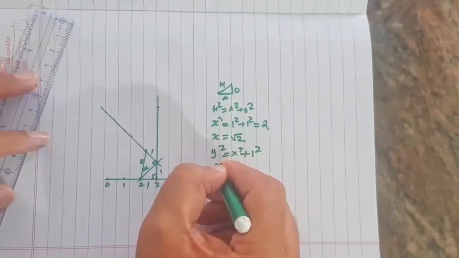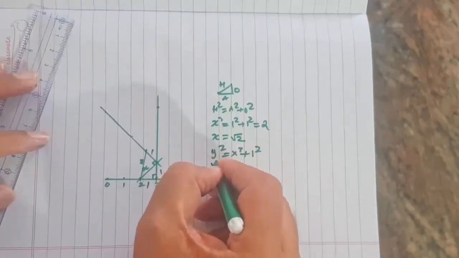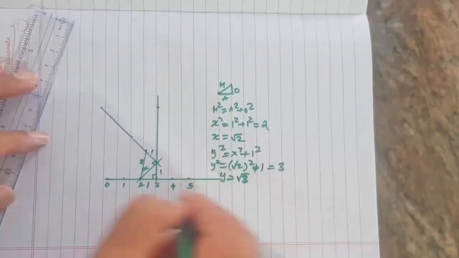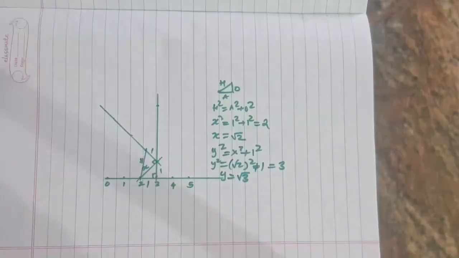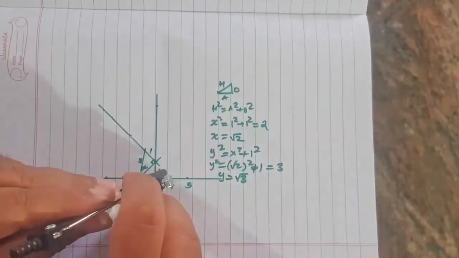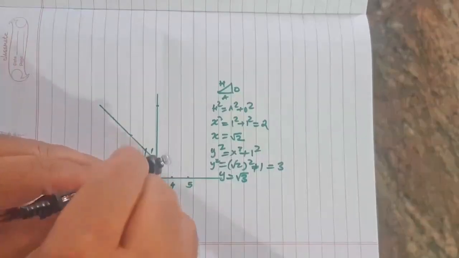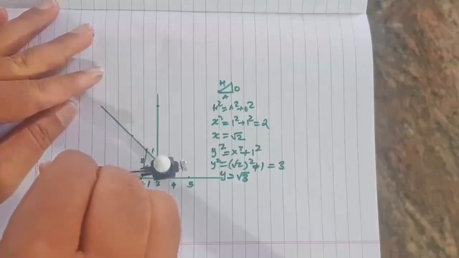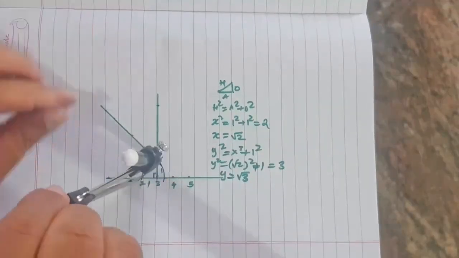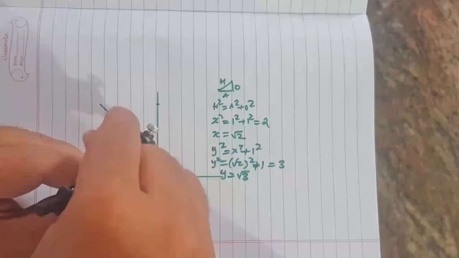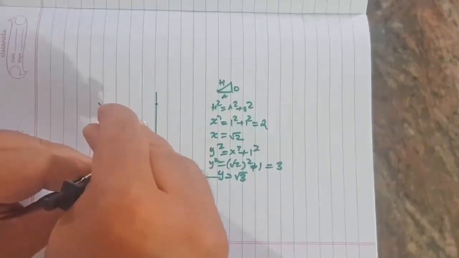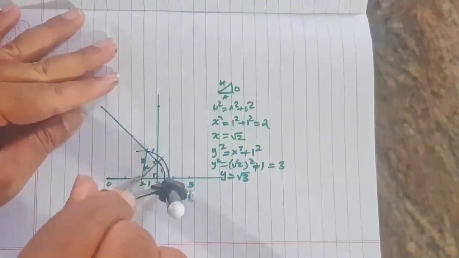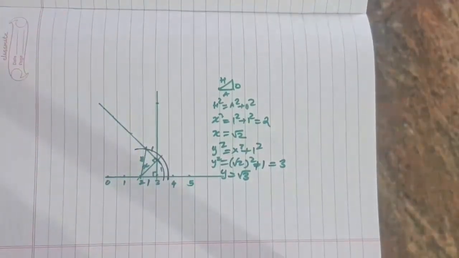But we already know that x is root 2, so x squared will be root 2 whole squared, that is root 2 into root 2, which is nothing but 2, plus 1, that is 3, so y will be equal to root 3. Okay, now that we have got the lengths of root 2, which is x, and root 3, which is y, we use our compass and draw an arc of radius x starting with 2 as the center, and we cut it to the initial line we had drawn. Similarly we draw another arc of radius y.